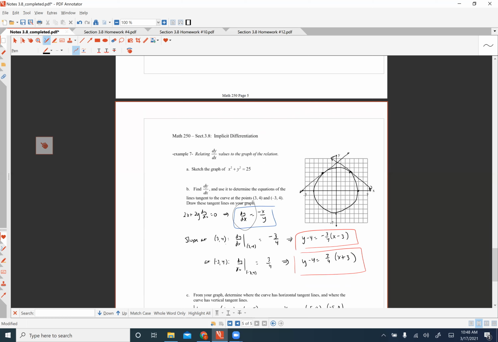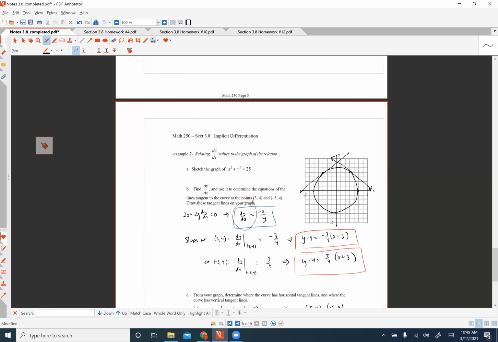In the first quadrant, we see that the tangent lines would be negative. That makes sense because x and y are positive in the first quadrant. And the same thing in the third quadrant: x and y both have the same sign. So once again, the tangent lines are negative in the third quadrant.